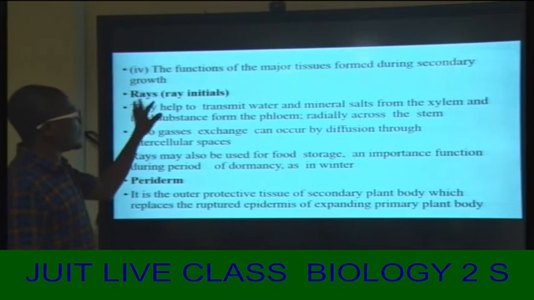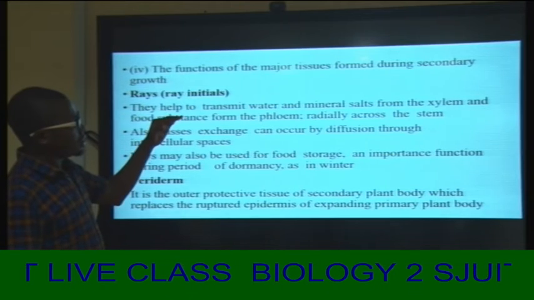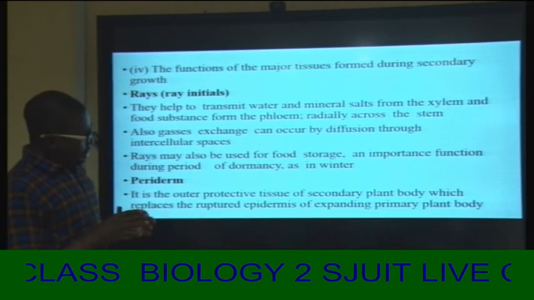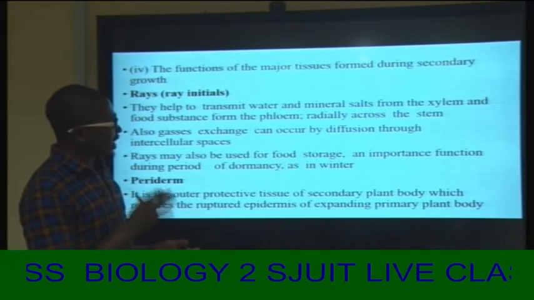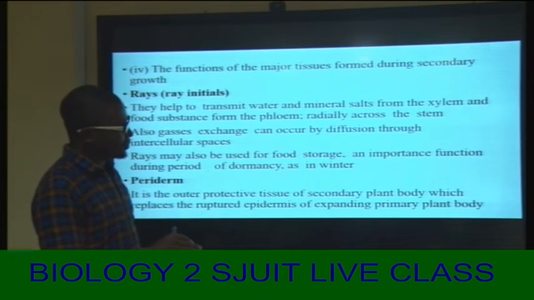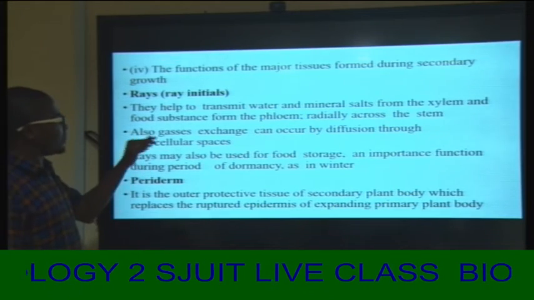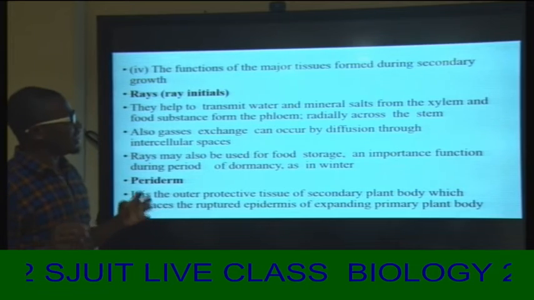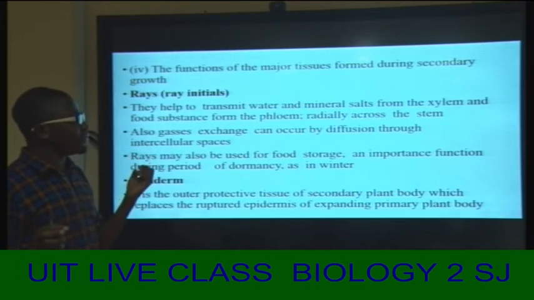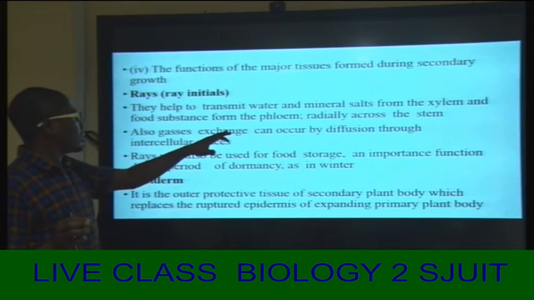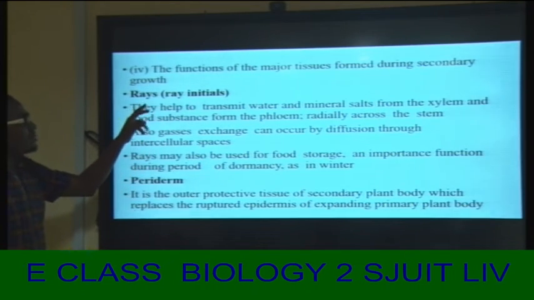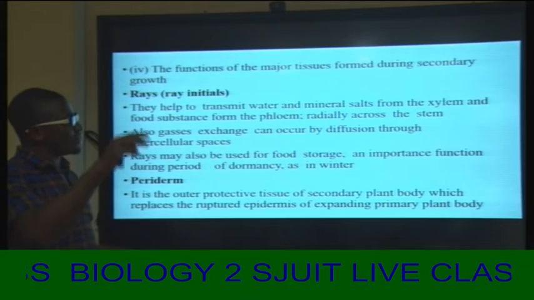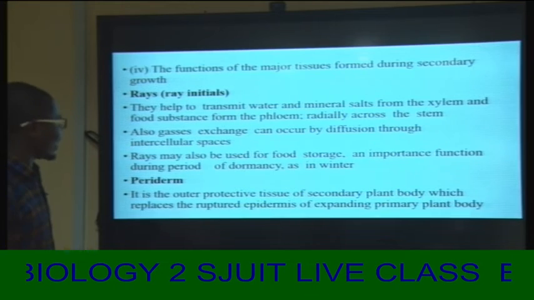Okay. The rays, or ray initials, help to transport water and mineral salts from the xylem, and food substances from the phloem, radially across the stem. As we know, the xylem normally transports water and mineral salts, and the phloem normally transports food substances. The lateral parts of the stem need water, mineral salts, and also food. They get these through the cells called rays or ray initials, which distribute the water and food from the xylem and phloem to the lateral parts of the stem or the roots.